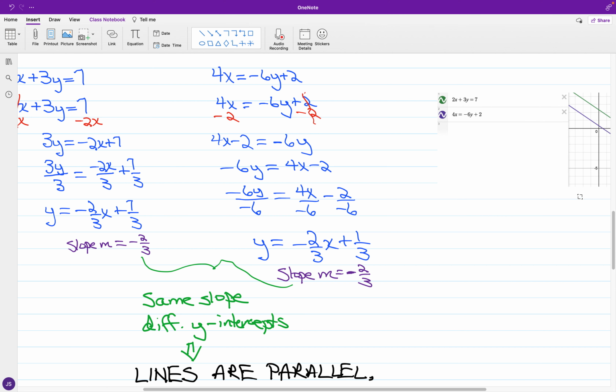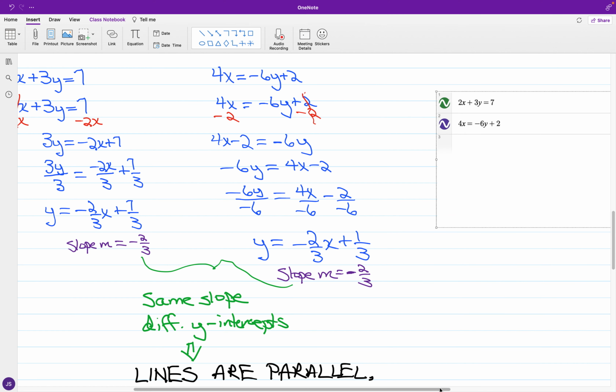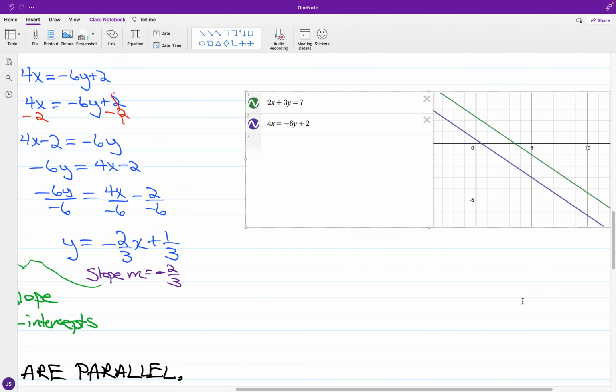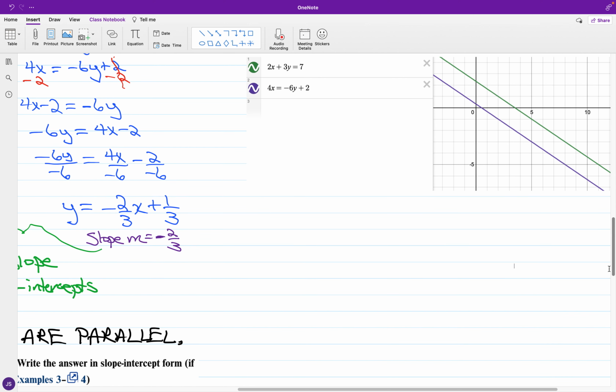Okay, so we do have with these, so 2x plus 3y is equal to 7, and 4x equals negative 6y plus 2. You notice, okay, these lines are parallel. They're proceeding in the same manner, but they are distinct from each other and will thus never intersect. All right, and again, parallel lines never do intersect.